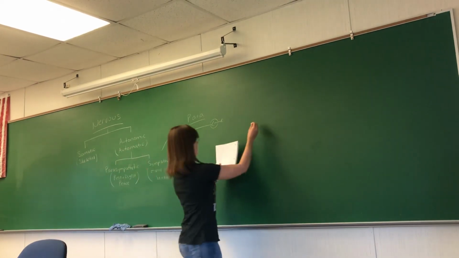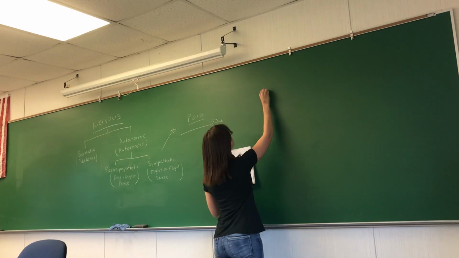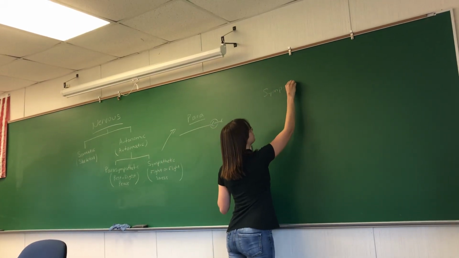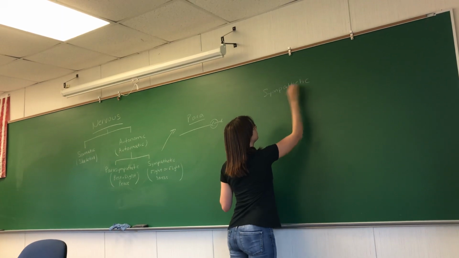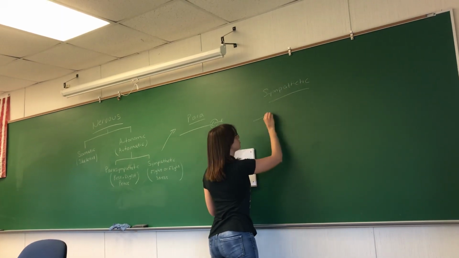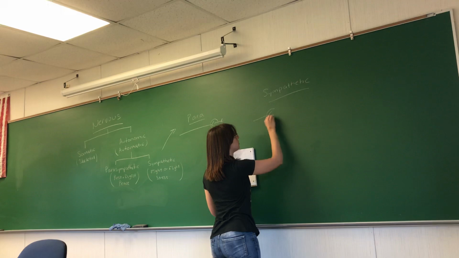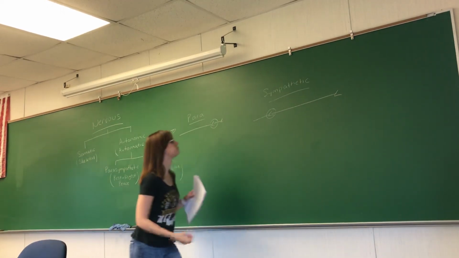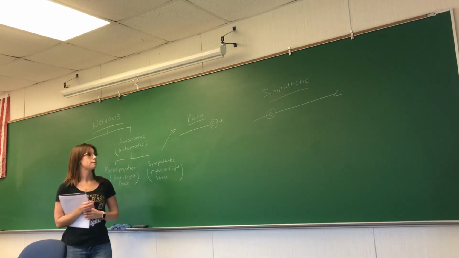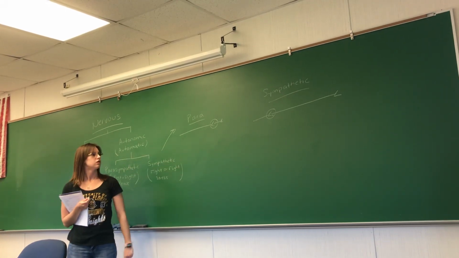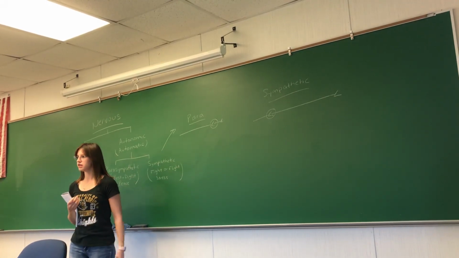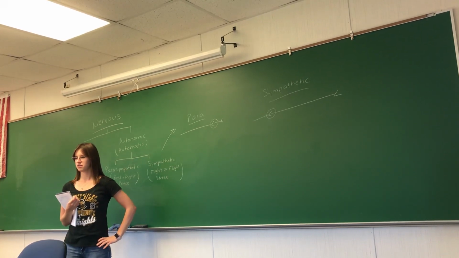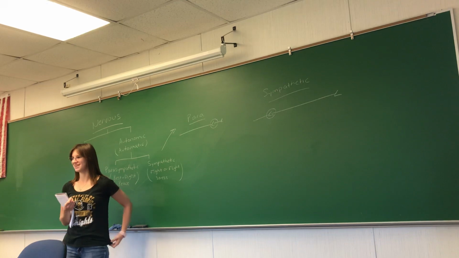And then the sympathetic is the opposite. It has a short preganglionic neuron and a long postganglionic neuron. So those are annoyingly confusing things, but they're unfortunately really important to remember.